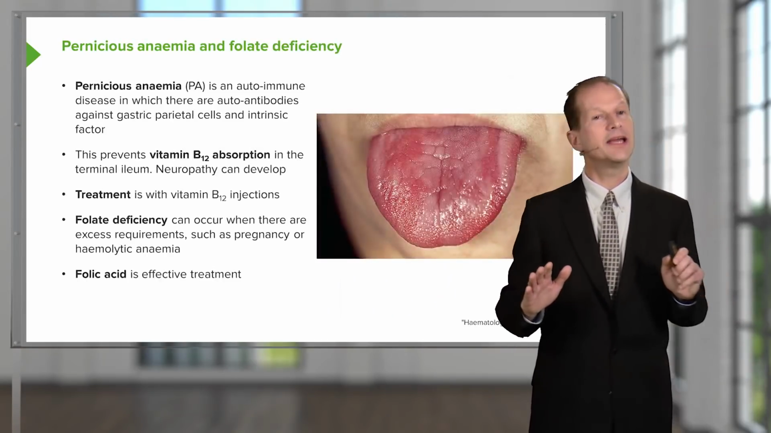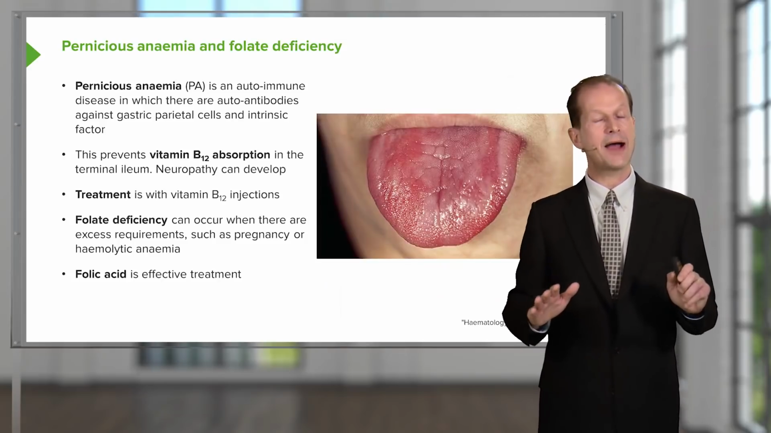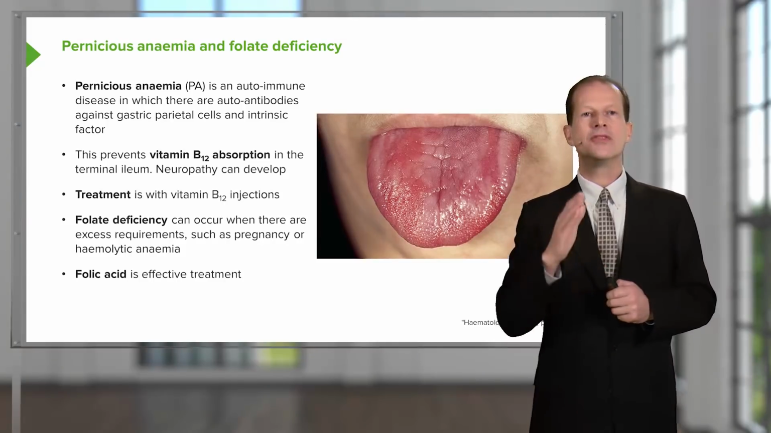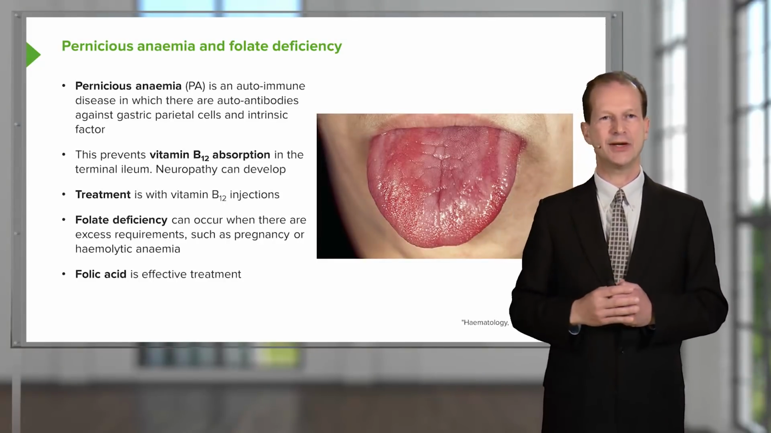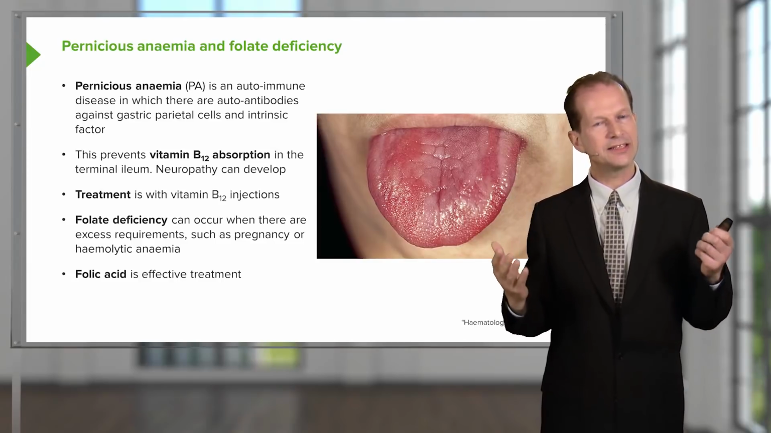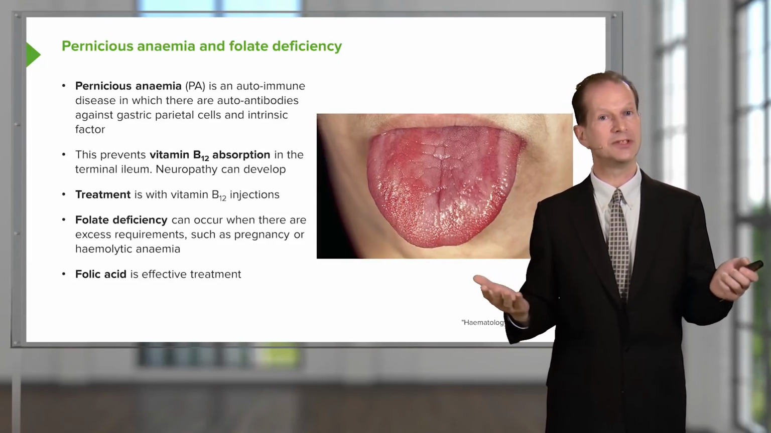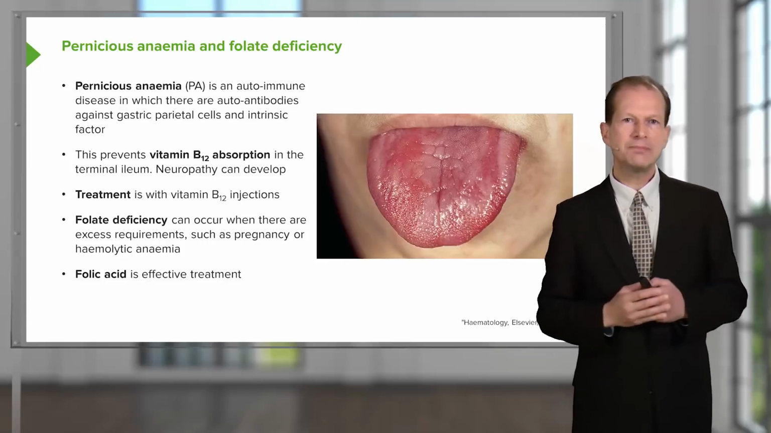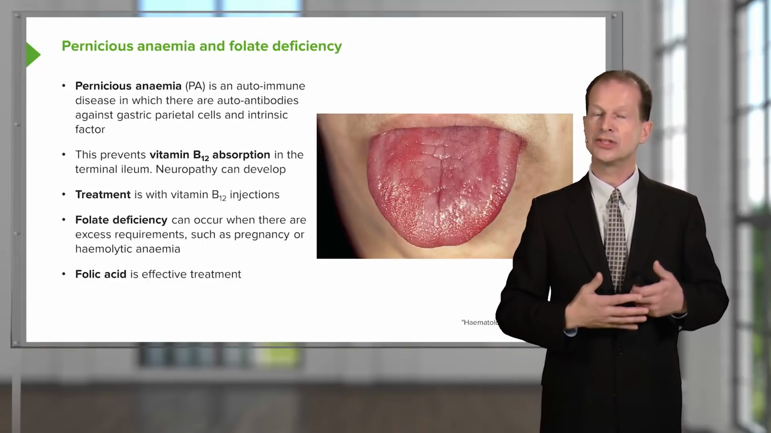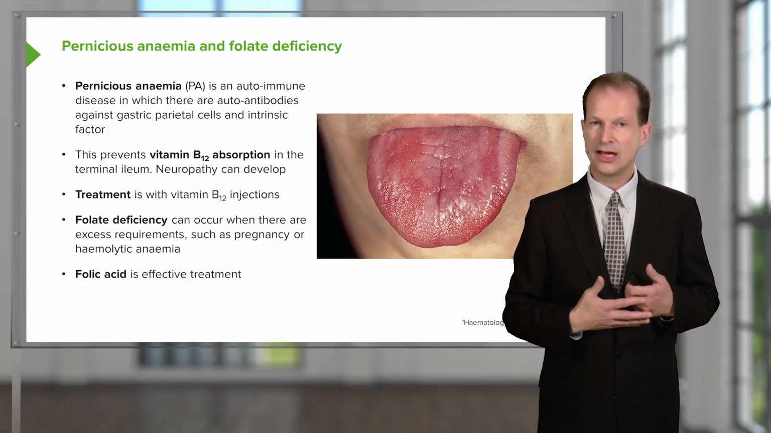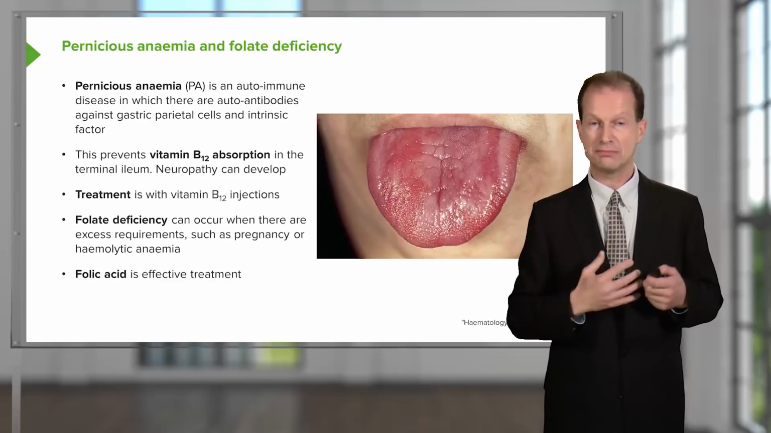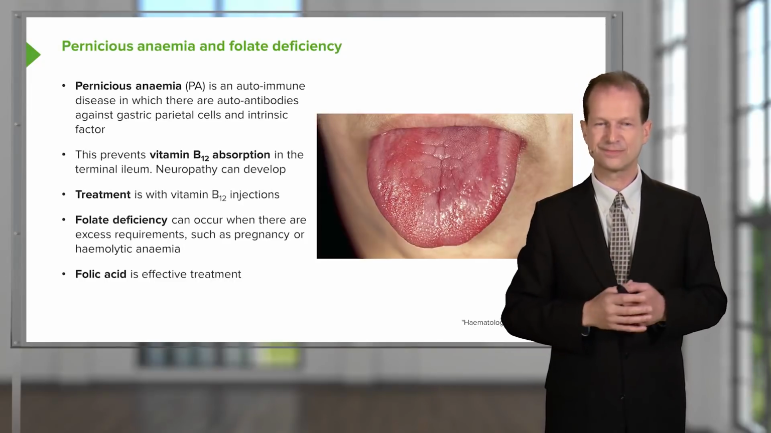Now let's talk in a little bit more detail about how this megaloblastic anemia can arise. The most important cause that you need to know about is pernicious anemia. This is now recognized as an autoimmune disease, in which the patient makes antibodies to the stomach, to gastric parietal cells, and to a protein called intrinsic factor, which is made within those cells.